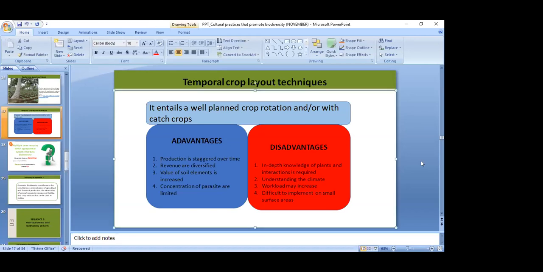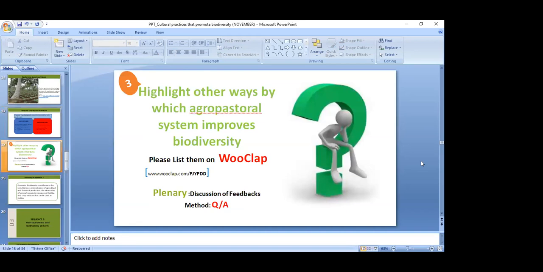So I'm going to move to the next slide now. The next slide is that you highlight other ways by which agro-pastoral system improves biodiversity. I've mentioned as many advantages of agro-pastoral system, but if you check the questions you are supposed to attempt, the quiz, you will see some of these questions there, and it is good that you just do them. These ones you can Google and get to know more about them. We're supposed to discuss it, but as I'm going along, you can send in your inputs and we'll begin to discuss it.